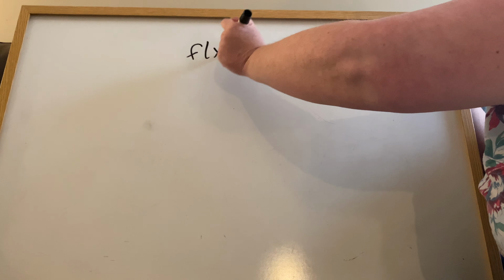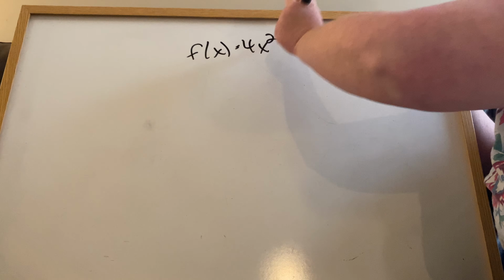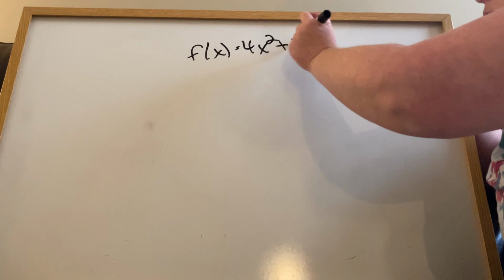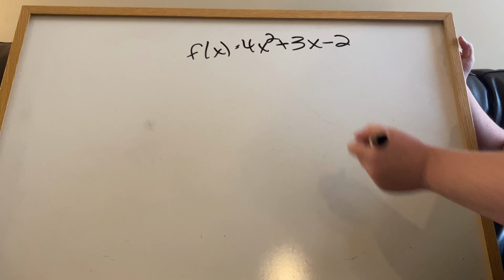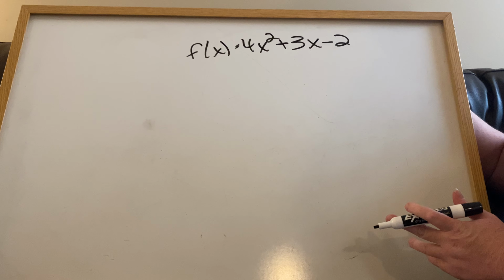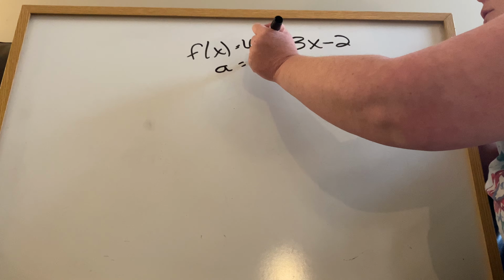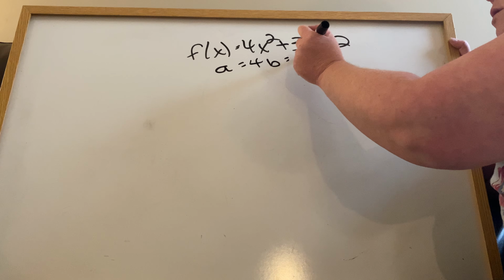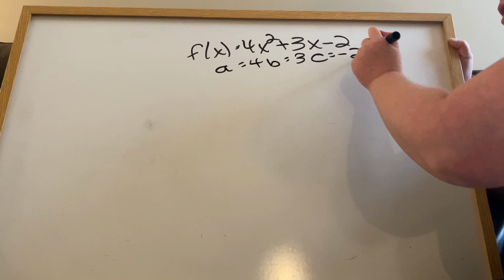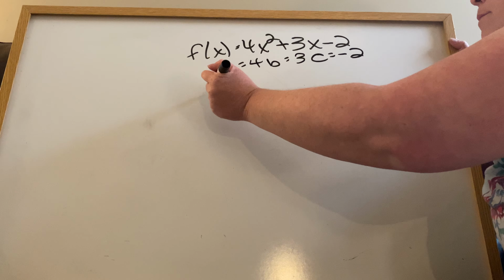All right, number 2. So we've got 4x squared plus 3x minus 2. So same thing. These are all going to start out in the right format. You just want to identify what A, B, and C are. So A is going to be 4, B is 3, and C is -2. And now we're going to throw it through the formula.